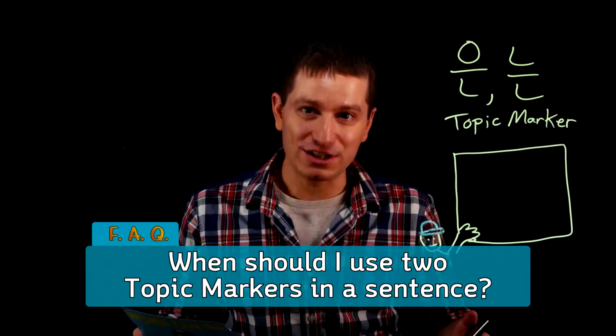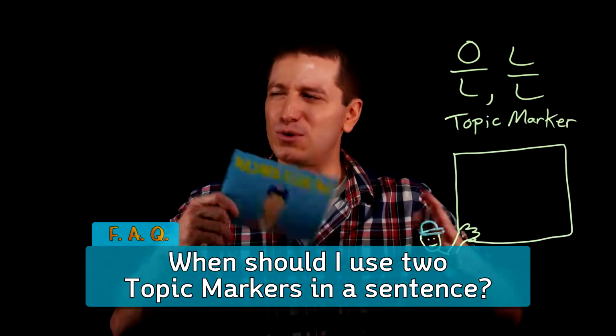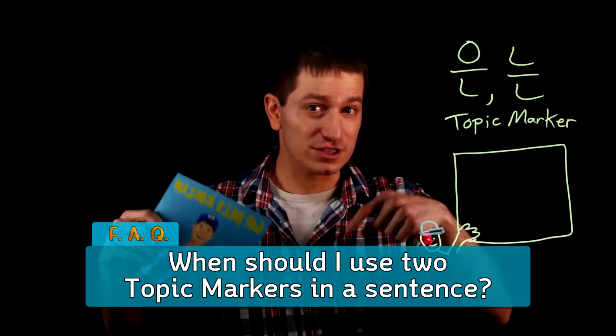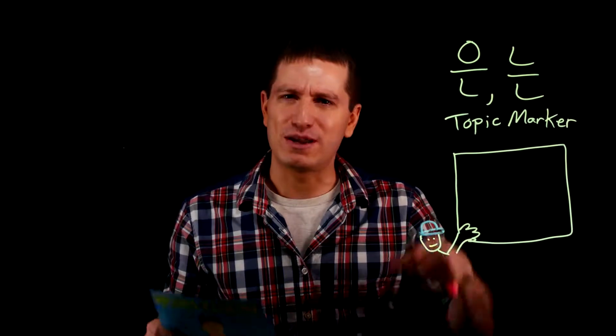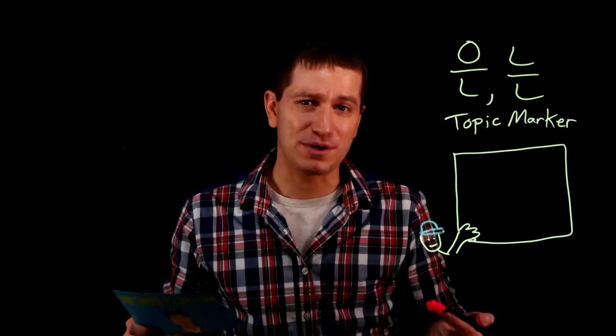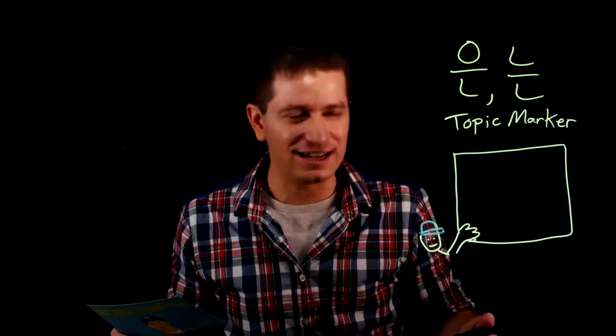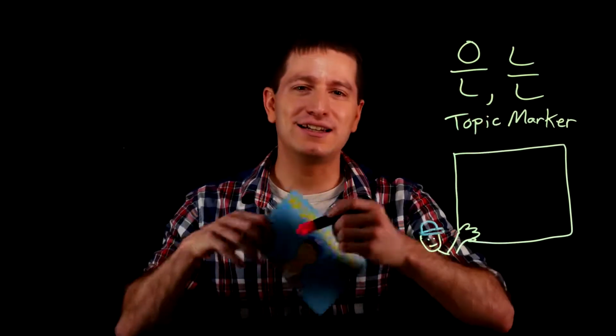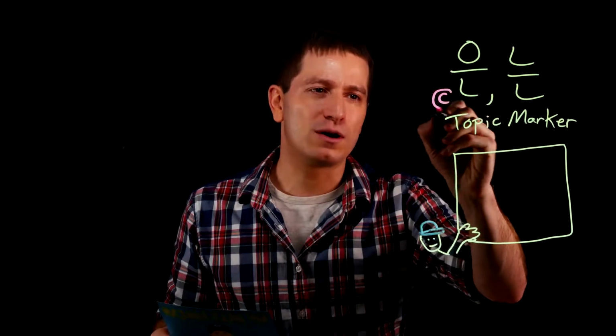First of all, if you don't already know how to use the topic marker, this is more of an intermediate lesson. So first learn that. I have a link to a video in the description that teaches the topic marker. But for a quick summary, again, to use the topic marker, it's the 은 after a consonant or a 는 after a vowel.